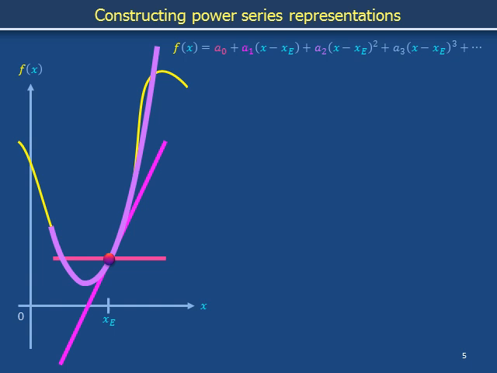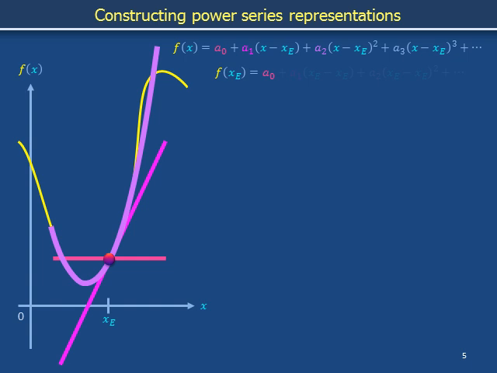We begin by determining a0. Evaluate the function at the expansion point. f of x sub e is equal to a0 plus a1 times (x minus x sub e), but with x now replaced by x sub e, plus a2 times the square of (x sub e minus x sub e), and so on. All the terms with x sub e minus x sub e vanish. Only the constant a0 survives. We conclude that a0 must be the value of the function evaluated at x sub e.